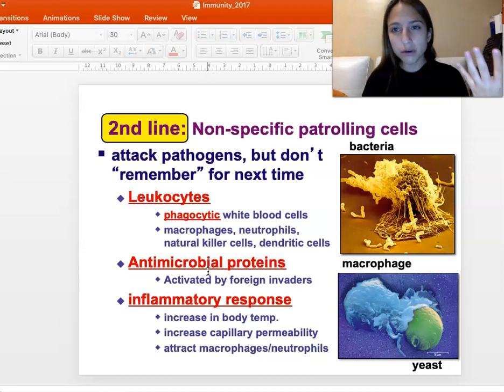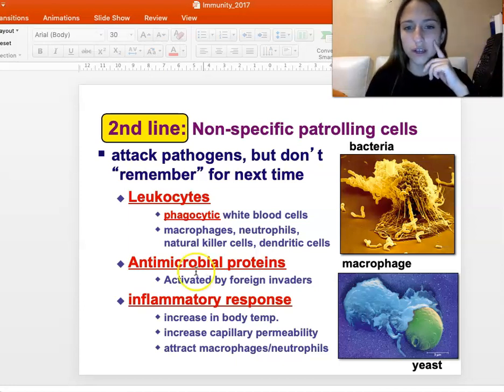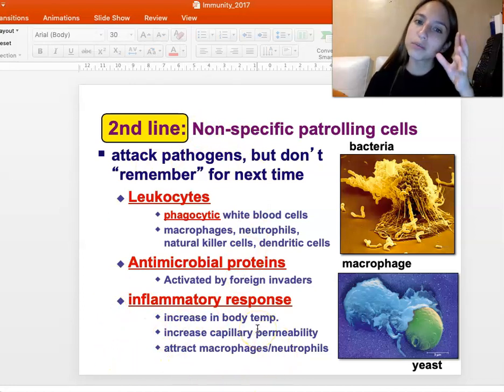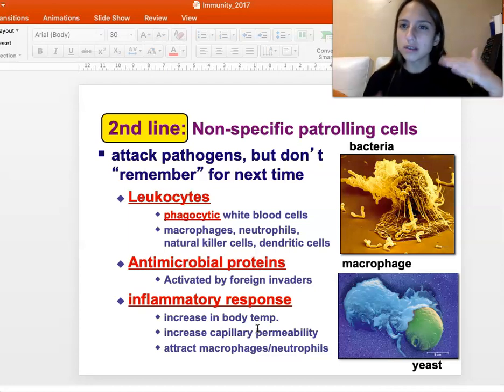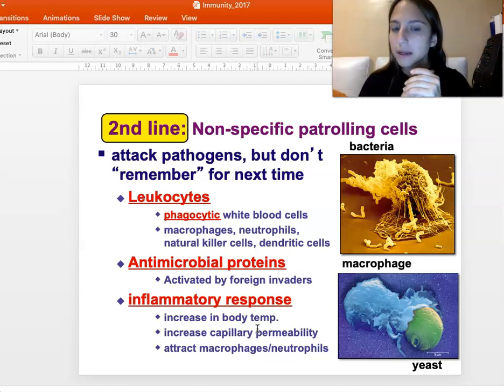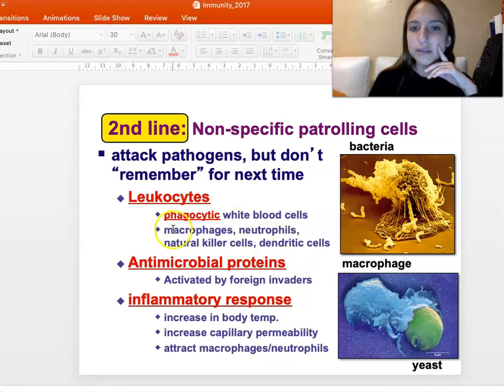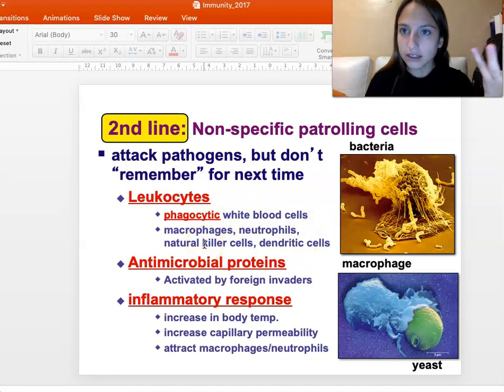They're activated by foreign invaders and they're trying to attack foreign invaders. You also have a specific response, and probably most of you have encountered this, which is just inflammation. That has to do with your immune system. The inflammatory response increases your body temperature. It increases something called capillary permeability, and it attracts macrophages or neutrophils into the site that is going through the inflammatory response.